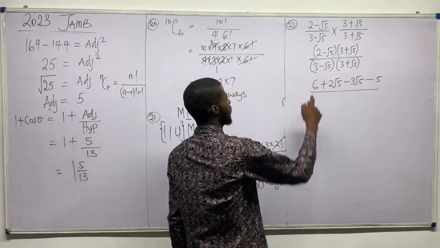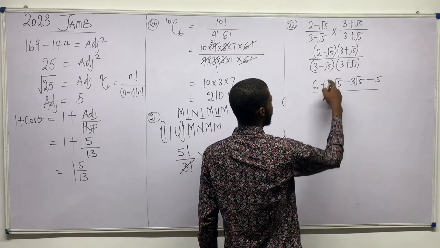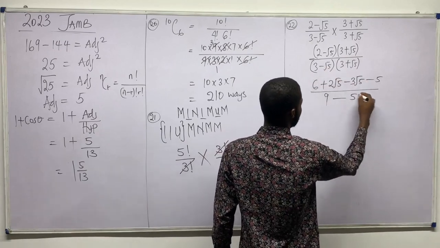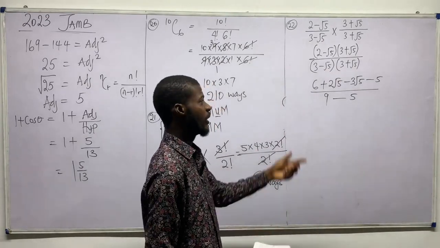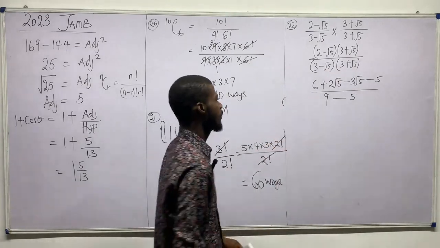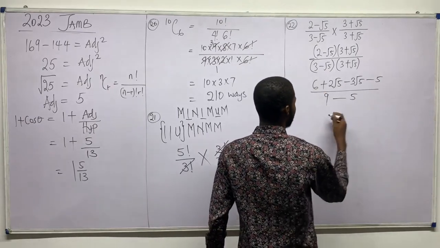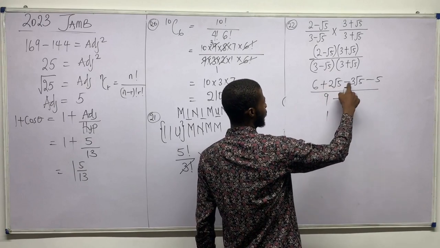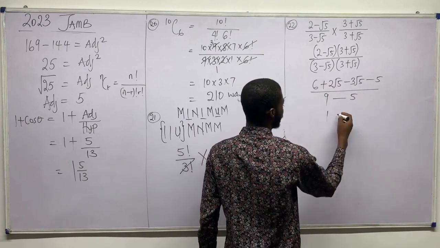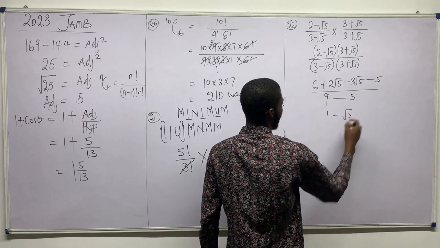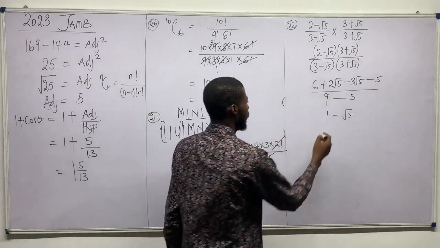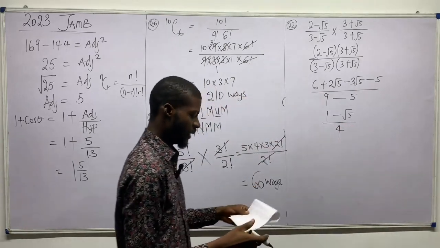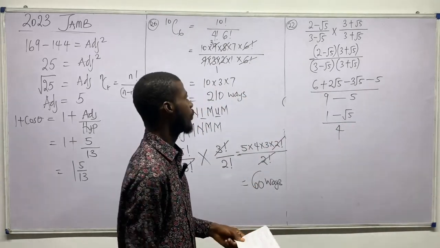Plus. So I'm going to say 3 times 3, 9. Minus times plus. Minus root 5 times root 5 is 5. Remember, you can only do this when there's a difference of two squares. 6 minus 5 is 1. 2 root 5 minus 3 root 5, what do I get? Minus root 5, or you can say minus 1 root 5, divided by 9 minus 5, which is 4. So that will become the answer to that very question.